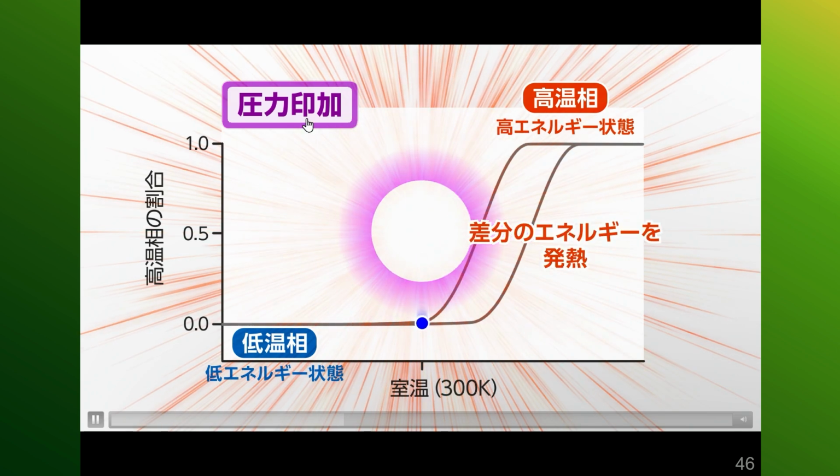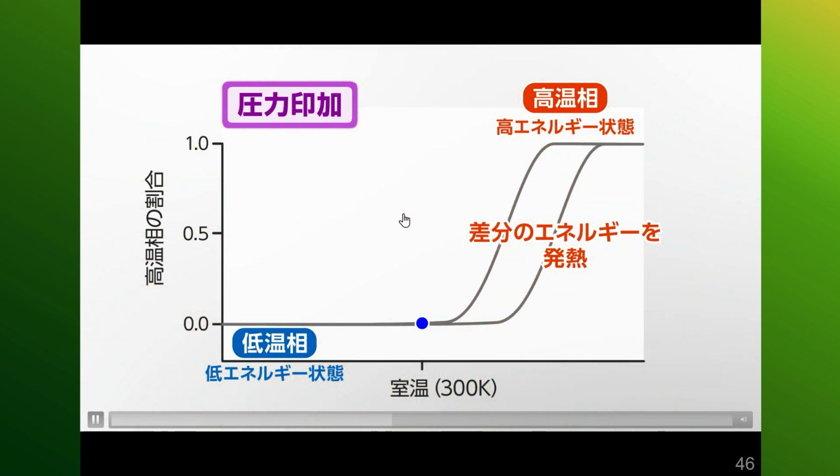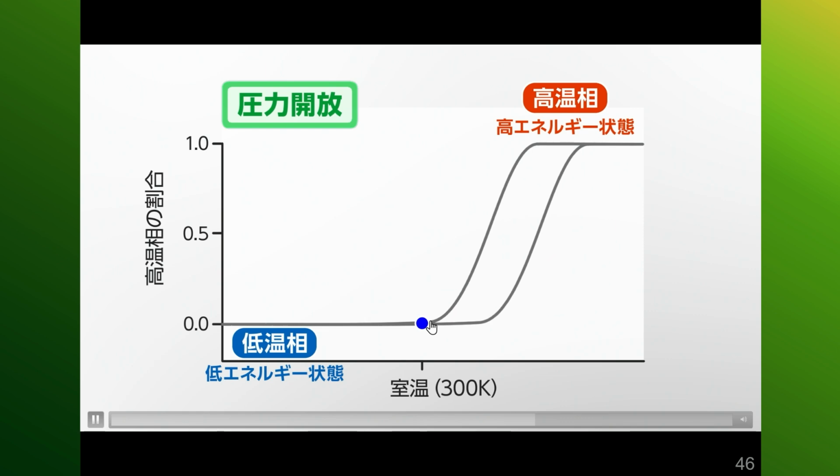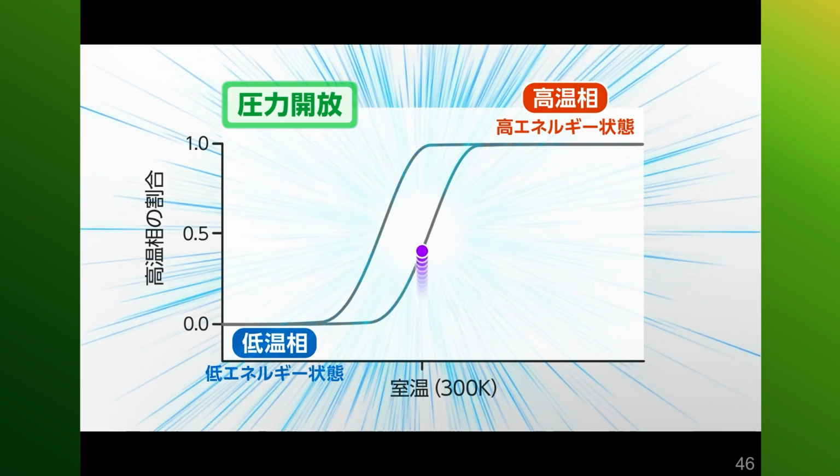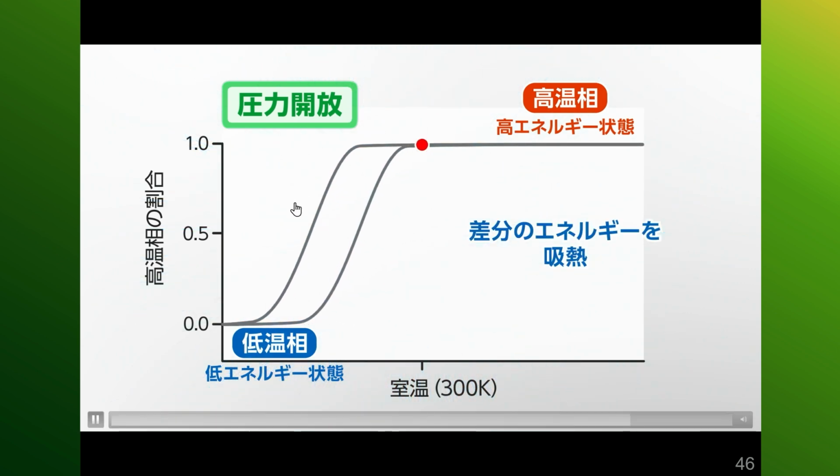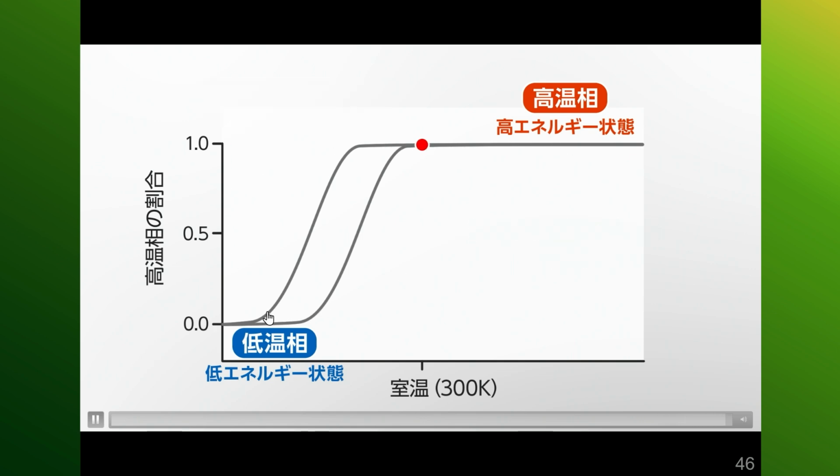When you apply pressure this way, and the phase transition temperature shifts, if you release the pressure, it will shift backwards. Now we see the high temperature phase on this side and the low temperature phase on this side. The high temperature phase is in a higher energy state. This one is in a lower energy state.